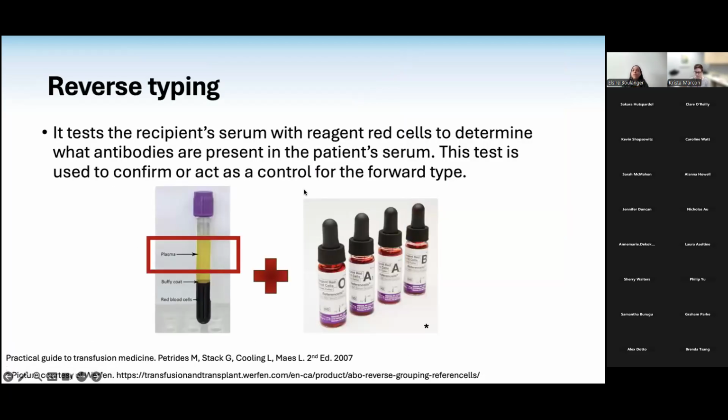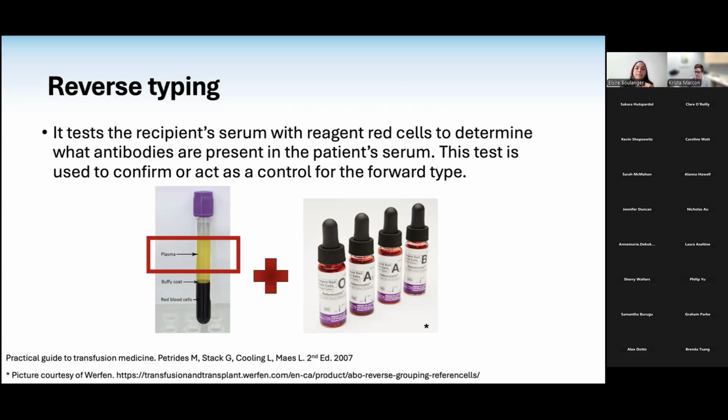But now we need a reverse typing just to confirm, to be the control of the forward typing that we are doing. Because of the ABO type, if we have a recipient, it's going to depend what type of blood this patient is going to receive. Or if we have the case of a donor, we need to be certain of the blood type. In cases of the donor, we just test for their blood type twice. They test it in Canada at the CBS, and then they test it at the hospital when they receive the unit, just to be 100% sure.